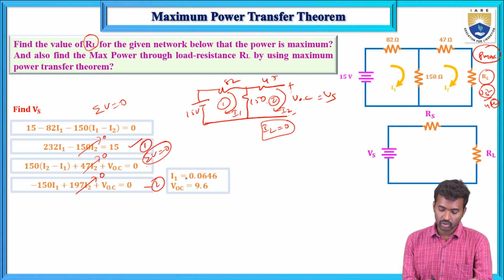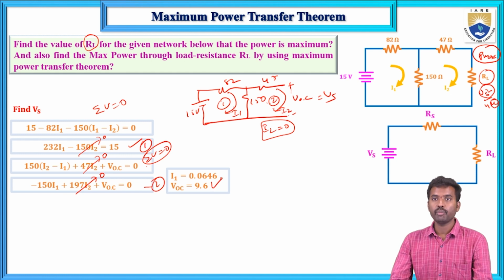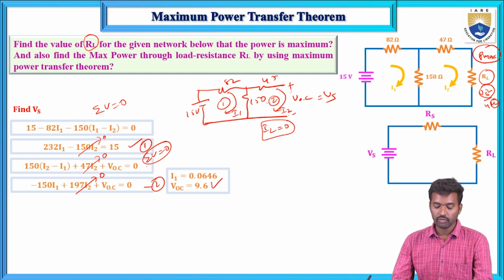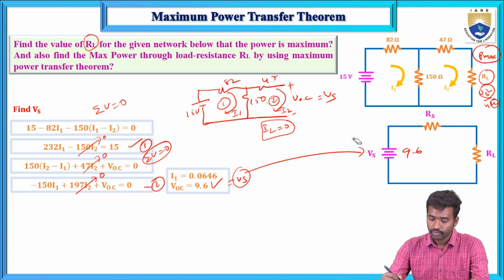Now here I1 equals 0.046646 and VOC equals 9.6 volts. Now VOC is known as the VS, the source voltage, and this is the 9.6 here. 9.6 volts, this one. Now we got the VS value.